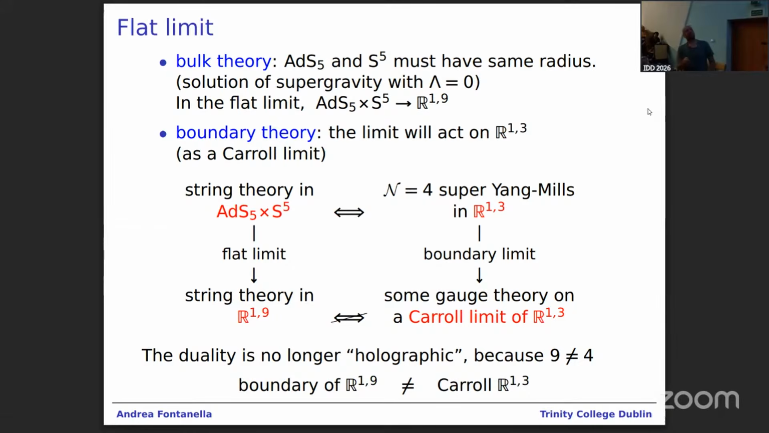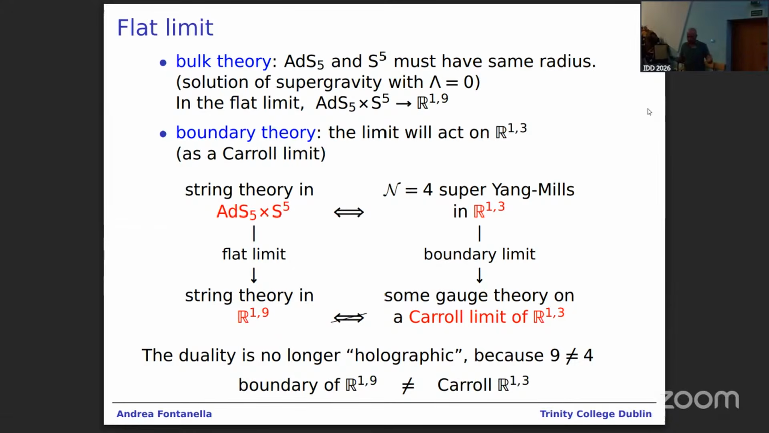So what is the problem? The problem is that here you cannot establish duality anymore because it is no longer holographic. So there is a boundary mismatch. And this is because 9 is not equal to 4. 9 is the dimension of the boundary of 10-dimensional Minkowski, and 4 is the dimension of this Carrollian manifold. So how can you fix these kinds of things?